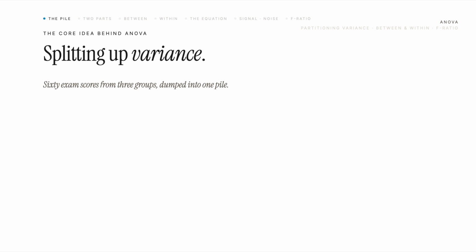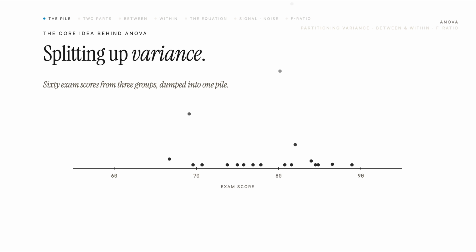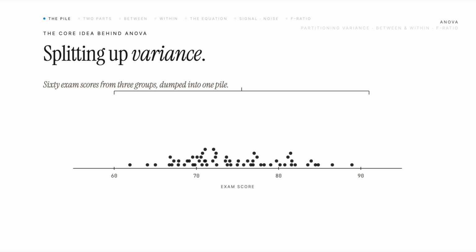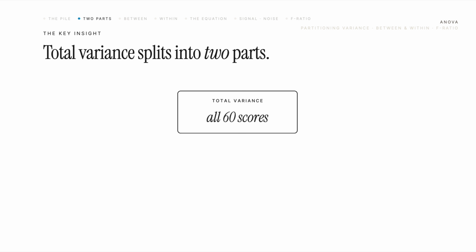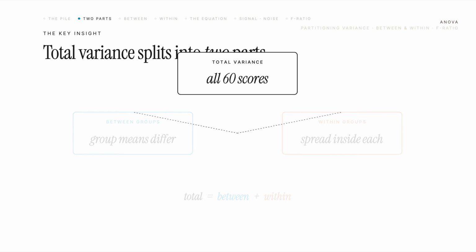Let me introduce the core idea behind ANOVA, and it's about splitting up variance. Here's the conceptual foundation. Imagine you've collected all your data, all 60 exam scores from all 3 groups. You dump them together in one big pile. Those scores vary. Some students did really well, some did poorly, some were in the middle. That variation is your total variance. Now here's the key insight. That total variance can be split into two parts.